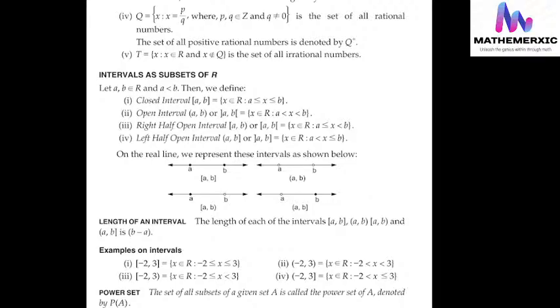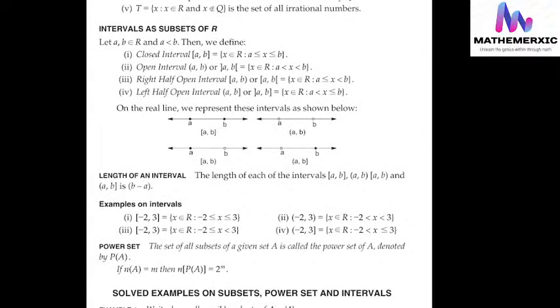Open interval, we have A comma B where both ends are open, X is greater than A and less than B. Right half open interval, right half open is very simple, like right half open means right is open, left is closed, and left is open, right is closed. Like this we can mention.